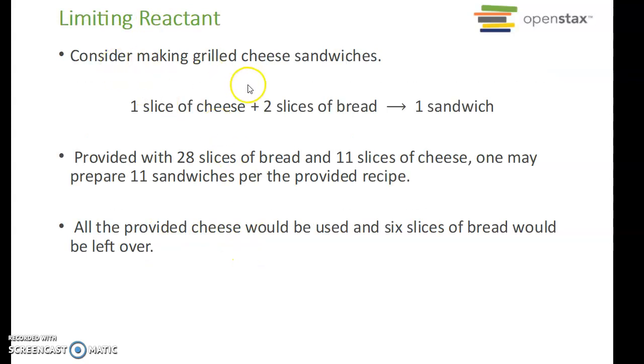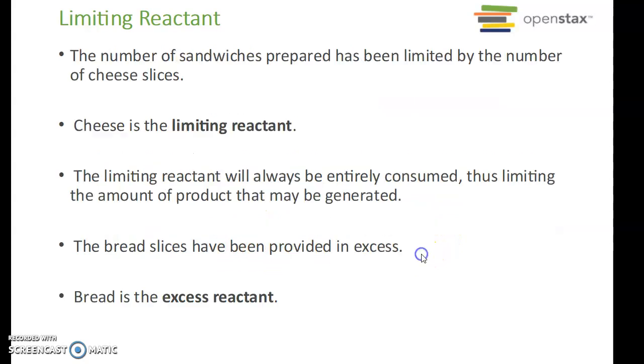So consider this one right here. You've got one slice of cheese, 2 slices of bread for one sandwich, right? Now, if your loaf of bread contains 28 slices of bread and one package of cheese has 11 slices, you can prepare 11 sandwiches, right? That's all you can provide. You're going to have some bread left over. So all the provided cheese would be used, and you'd have 6 slices of bread left over.